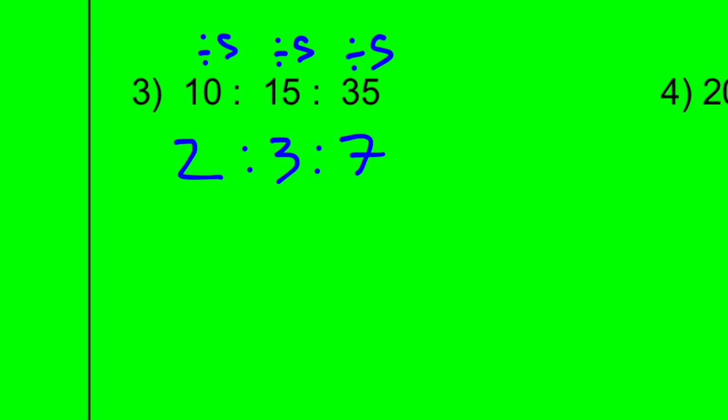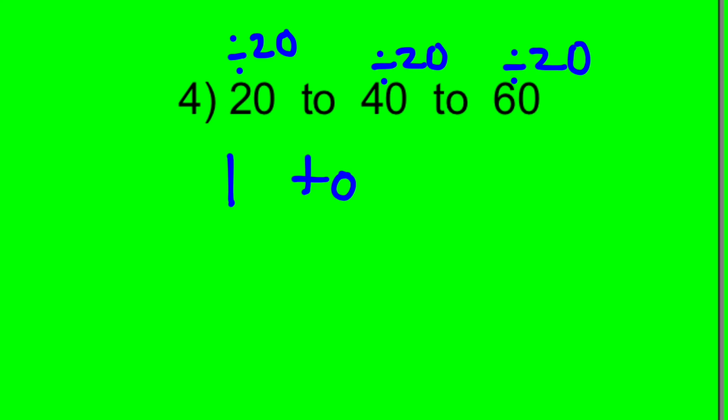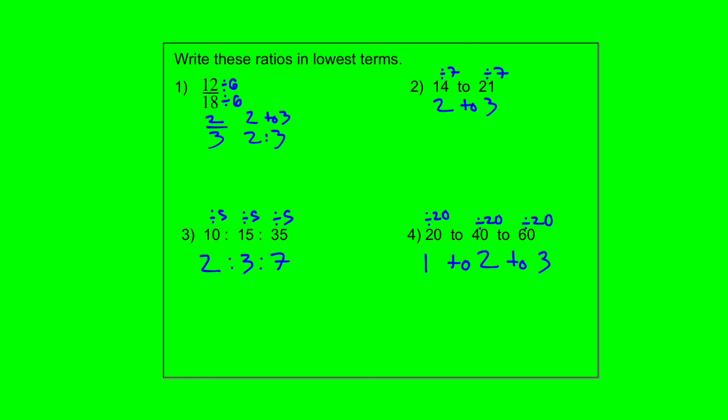I went a little bit 2 to 3 crazy in this activity. So that's the ratio in lowest terms or simplest form. And just one more example, the ratio 20 to 40 to 60. To get this ratio in simplest form or lowest terms, you would divide by the greatest common factor of all 3 numbers. It is 20. So divide by 20, divide by 20, divide by 20. And you would get 1 to 2 to 3. And that's the ratio in lowest terms.